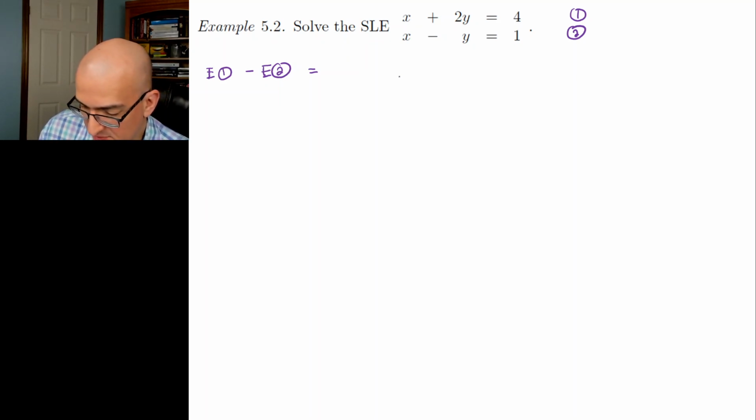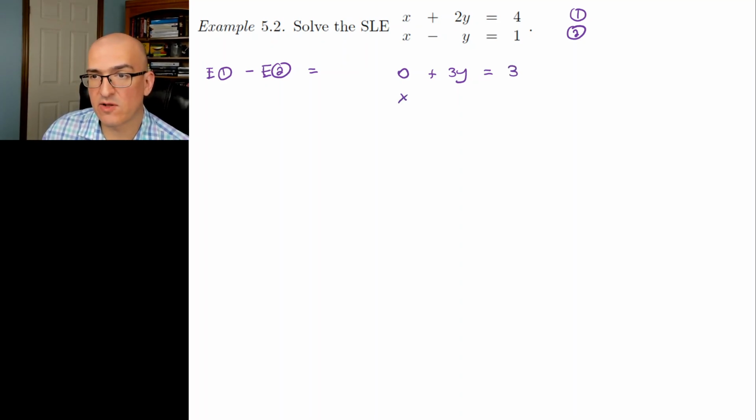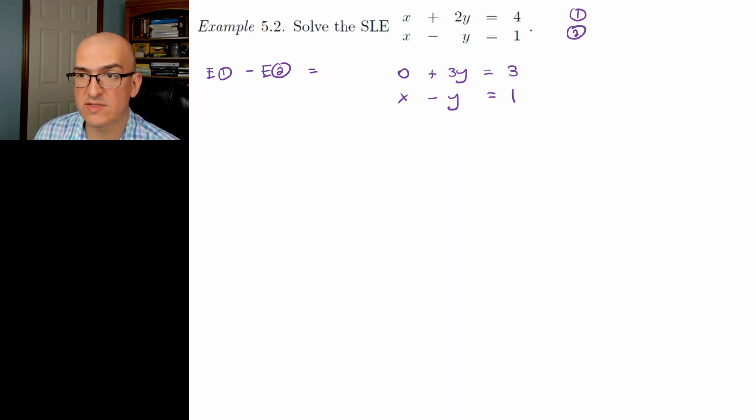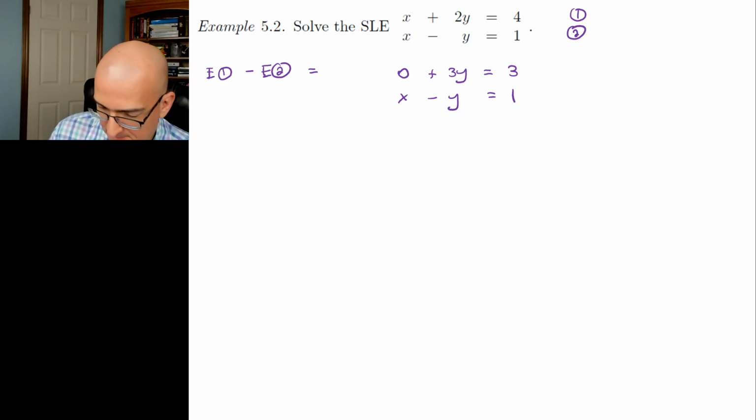So the first equation is going to be x minus x, which is 0. 2y minus -y, which is 3y. I'm subtracting a negative. And then 4 minus 1, which is 3. And my second equation, I'm not going to change, I'm going to leave it alone, is x minus y is equal to 1. So again, 0 came from x minus x. The 3y came from 2y subtract negative y. So subtracting a negative is the same as adding a positive. And then the 3 came from 4 minus 1. So that was the first move.